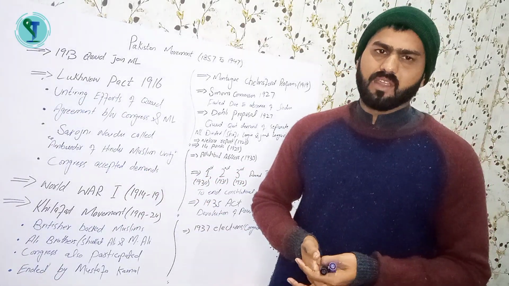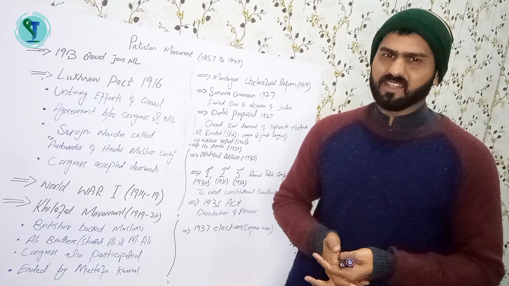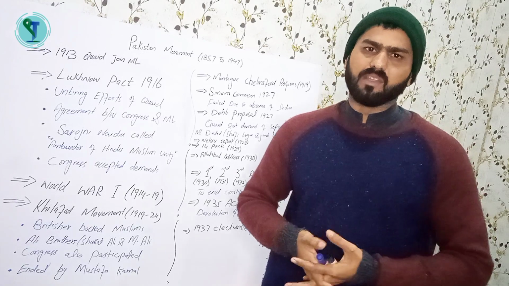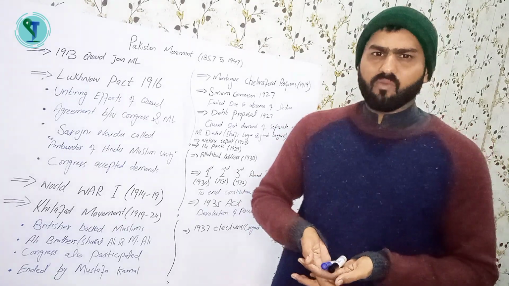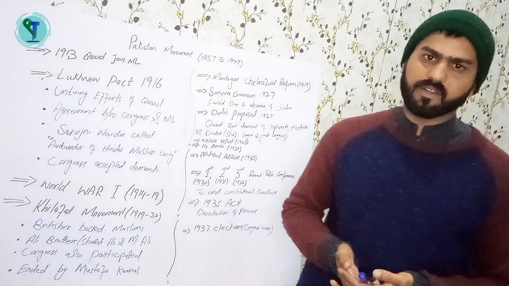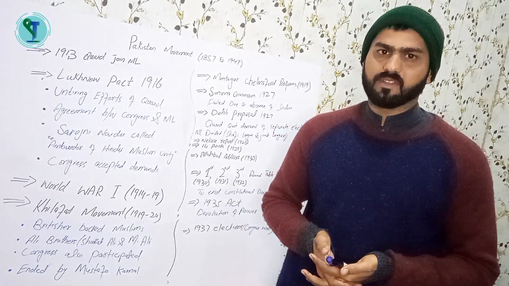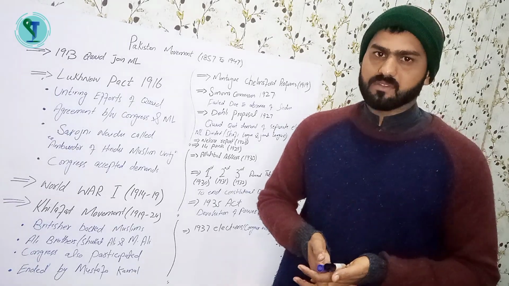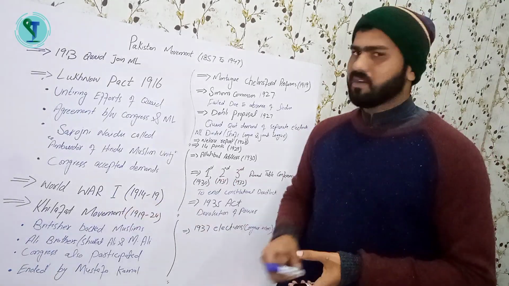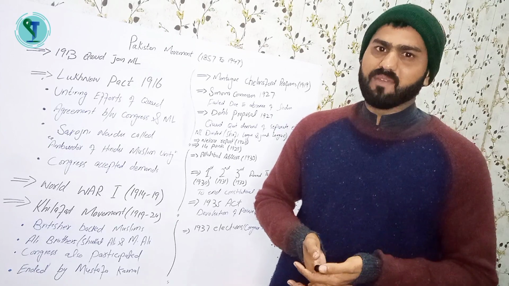After it, World War I started in 1914 and ended in 1919. Then, in 1919, the Khilafat movement was started by the Ali brothers. The question is, why did the Ali brothers start the Khilafat movement? When World War I started, the British asked Indians to support them. At that time, Muslims put forward their demand: if the British did not divide the Ottoman Empire after the war, they would support them in this war.